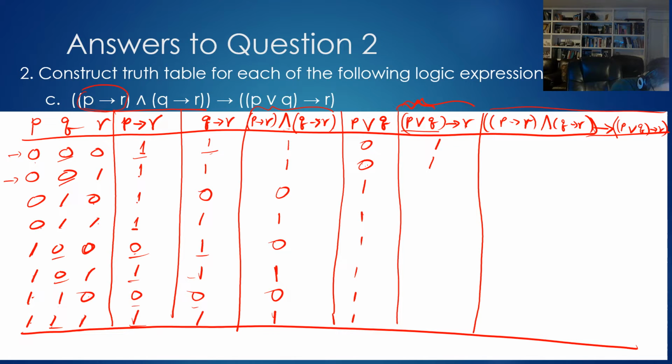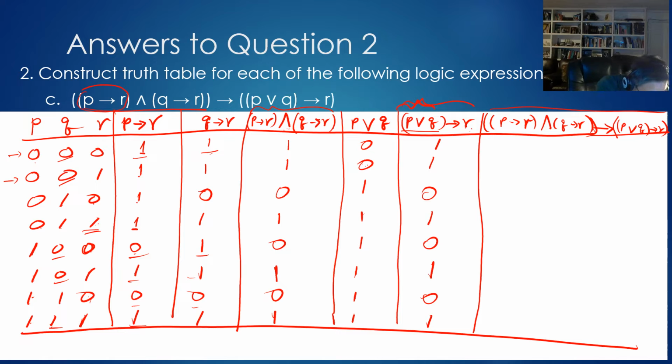Now, if P or Q is 1, then you need to look at R. If R is 1, then it's 1. If R is 0, it's going to give you 0. So now let's take a look at R. R is 1 here, so this is a 1. R is 1 here, this is a 1. And R is 1 here, so this is a 1. And the rest of these are all 0.